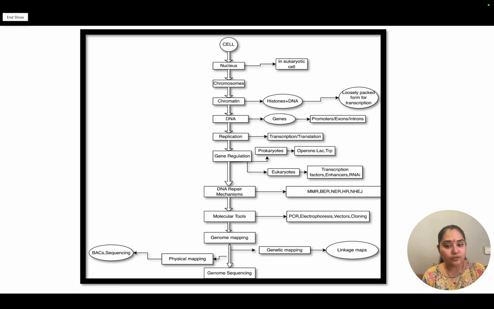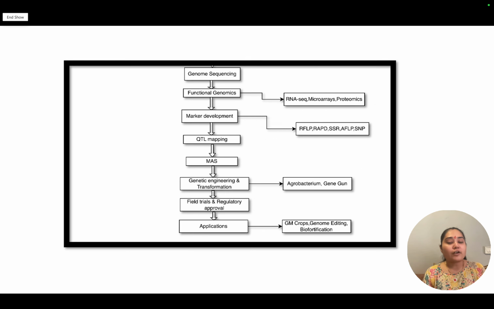The DNA repair mechanism has to be done by the following, which you can see here. Then molecular tools like PCR, electrophoresis, vectors, cloning. After the molecular tools, genome mapping and genome sequencing have to be done. Genome mapping can be of two types, genetic mapping and physical mapping. Then functional genomics, with examples like RNA sequencing, microarrays, proteomics, marker development, QTL mapping, then marker-assisted selection has to be done, then Agrobacterium and the gene gun, the genetic engineering and transformation step has to be done.